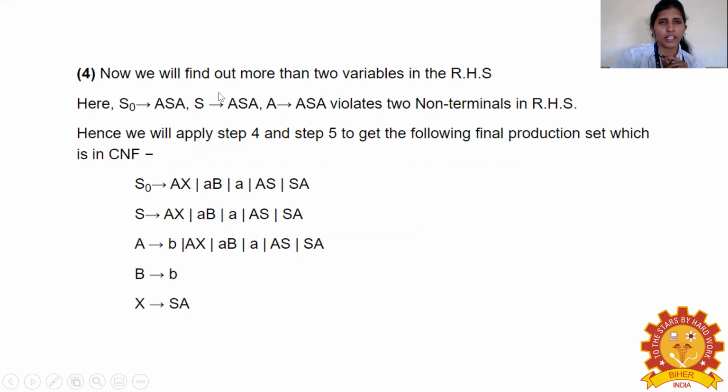So now we will find out more than two variables in the right hand side. Here S0 to ASA, S to ASA and A to ASA violate the rule of two non-terminals in the right hand side. So hence we will apply step 4 and step 5 to get the final production set, which is in the Chomsky normal form.